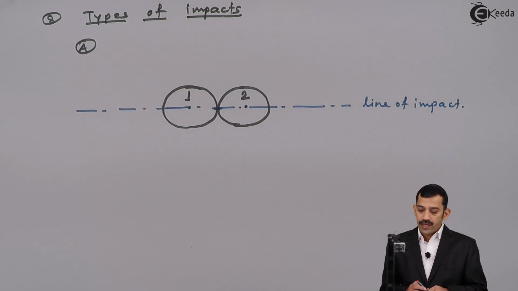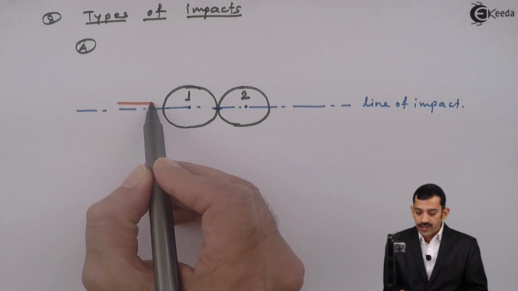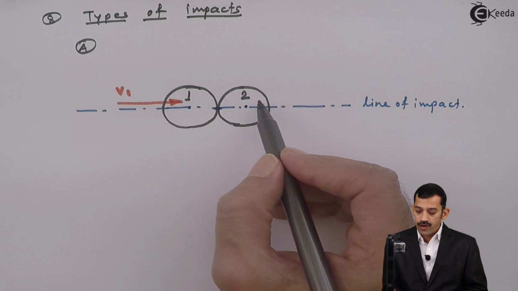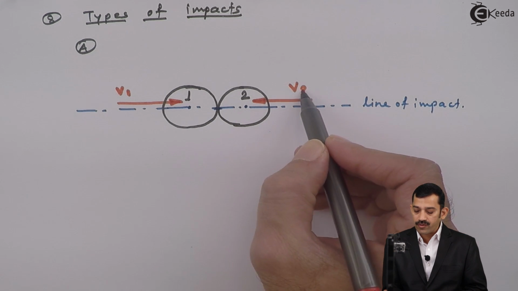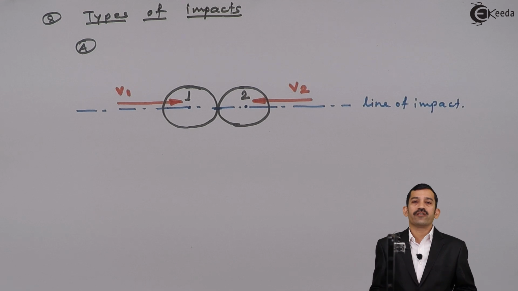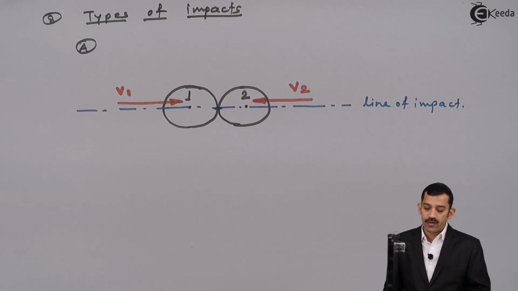Now, as these are bodies 1 and 2, let us assume that body 1 moves in the rightward direction before impact, say with V1, and body 2 moves in the leftward direction, this one also before impact. That means the two bodies are moving towards each other, just before impact. Now the bodies strike. Then what happens?